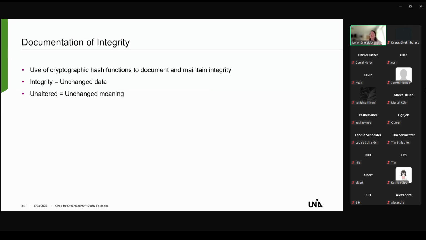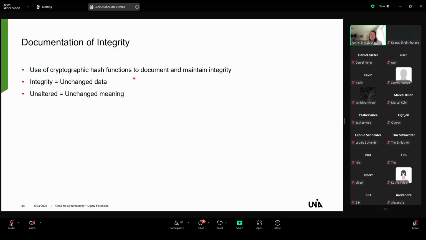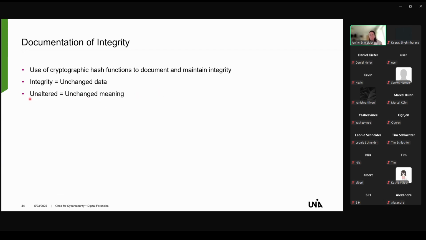Okay. So as I said, documenting is a very important step. So you have to document everything. You also have to document the integrity of the copies you just created. As I said, we can use cryptographic hash functions to do that. And integrity means that you don't change data, and unaltered data means unchanged meaning. So these things go hand in hand.